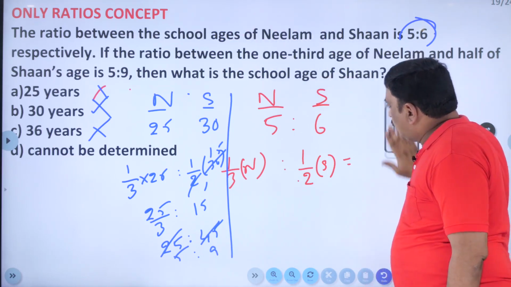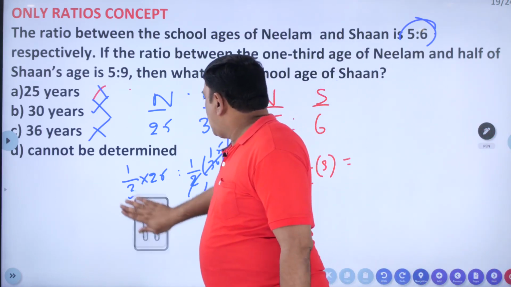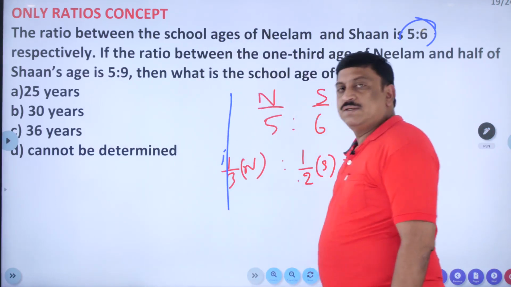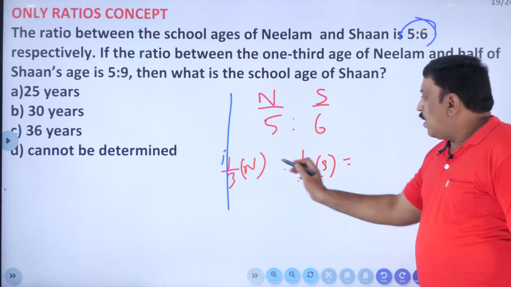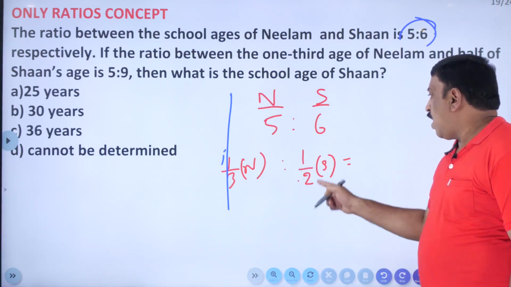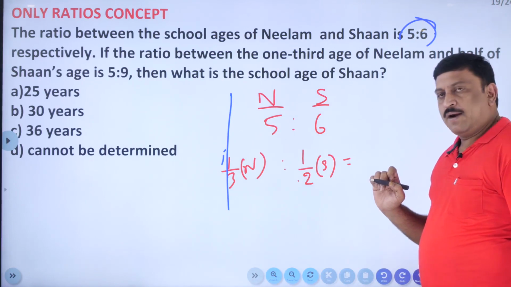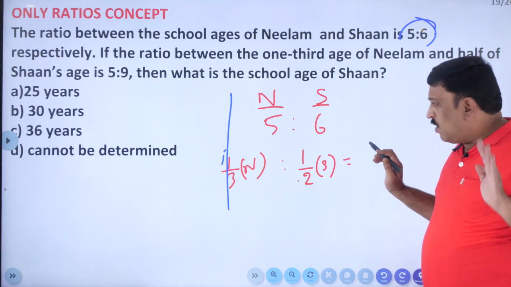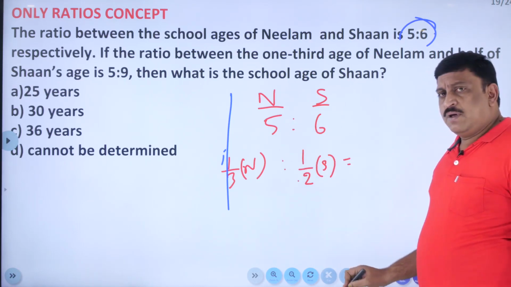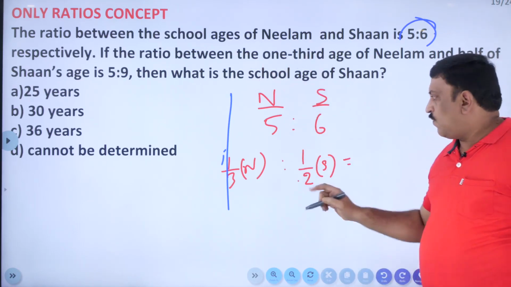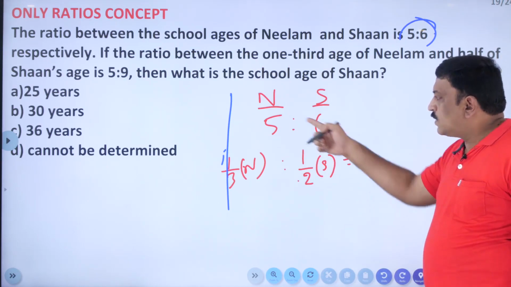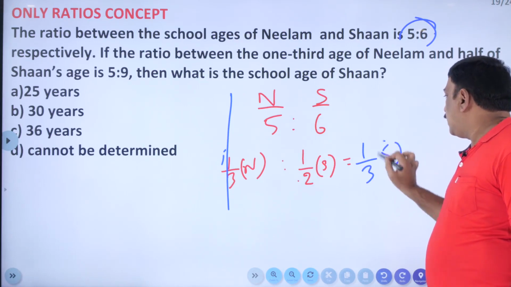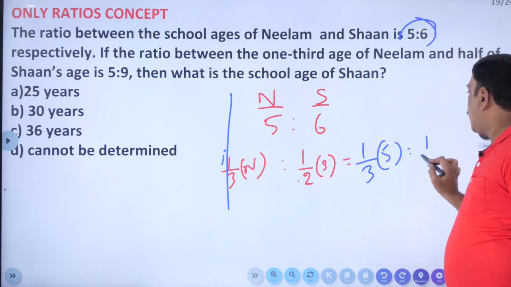If you do that for these types of questions, you will keep getting wrong answers, right? You see, 1/3 of Neelam and half of Shan. So how much is it? Is it 5:9? No need, just see this. Whether it is given or not, don't bother. 1/3 of Neelam and half of Shan, how much is it? From the present ages only. So it is 1/3 of 5 to half of 6.